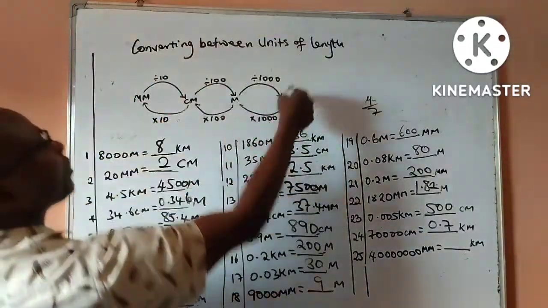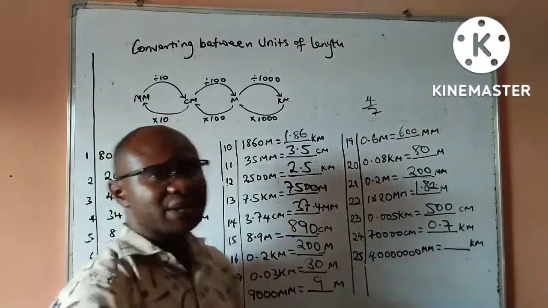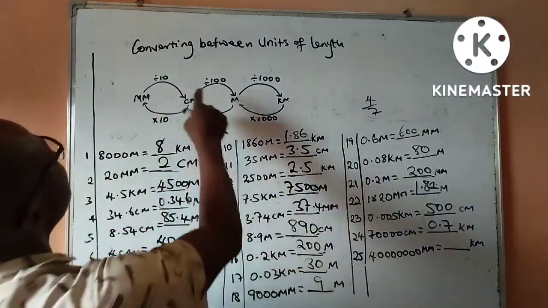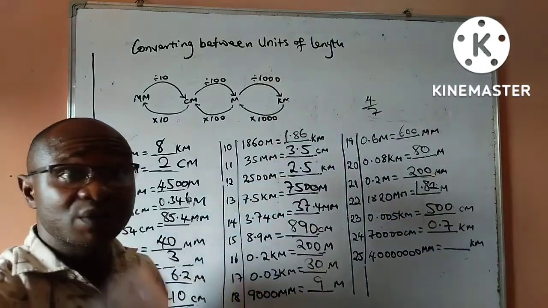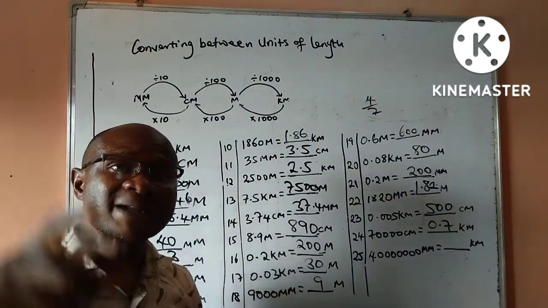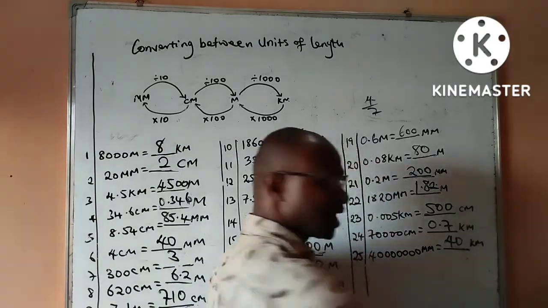The last but not the least, I am moving from mm to km. From mm all the way to km. Divide by 10, divide by 100, divide by 1000. That means I'll be dividing with how many zeros? 1, 2, 3, 4, 5, 6. So I will divide by 6 zeros. That means I will divide by 1000. And when I divide this by 1000, I will get 40 km.